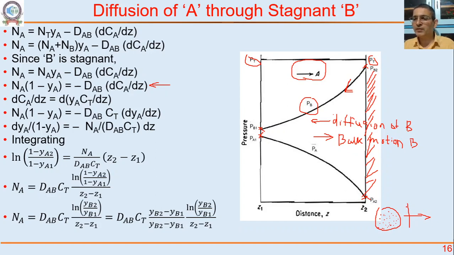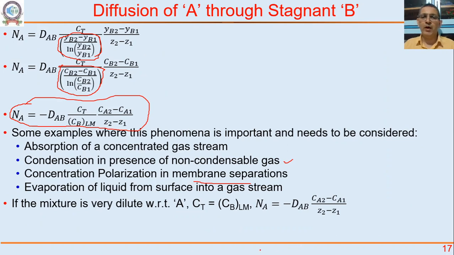Okay. So near the membrane, we have a high concentration of that salt or high concentration of that protein. There is a driving force for that protein in the back direction. Bulk motion: the liquid water, as it is filtered, is taking the protein to the surface, as if, to an outside observer, the protein is stagnant. Diffusion of water through a stagnant medium of protein. Or evaporation of liquid from a surface into a gas stream. Just to note, if the mixture is dilute, then CT is the same as CB log mean.